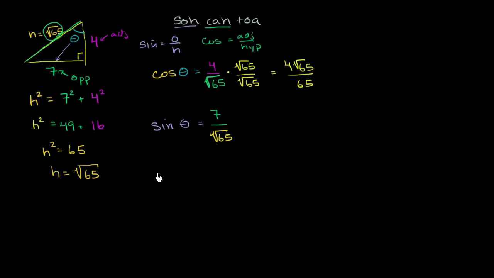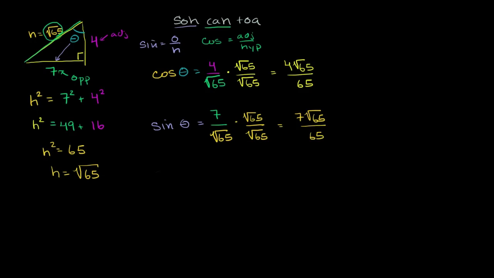Square root of 65. And once again, if we wanted to rationalize this, we could multiply it times the square root of 65 over the square root of 65. In the numerator, we'll get 7 square roots of 65. And in the denominator, we will get just 65 again.